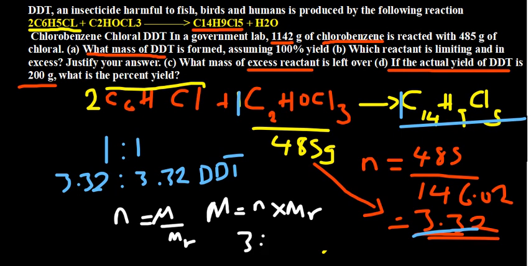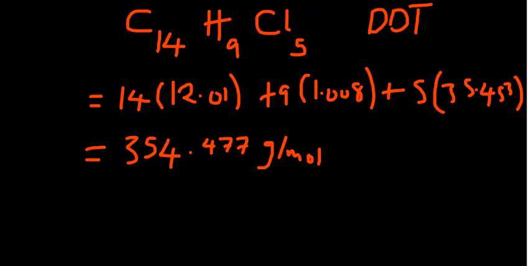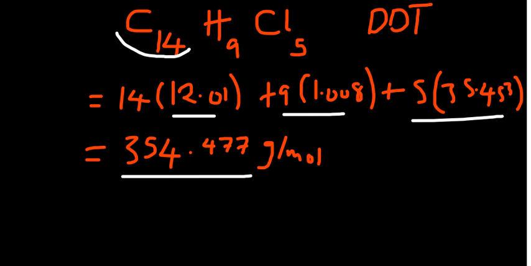So now, how do you determine the molar mass of DDT? We know that you have 14 carbon atoms. So it should be 14 by 12.01, then 9 by 1.008, and 5 by 35.453. So you have got 354.477.